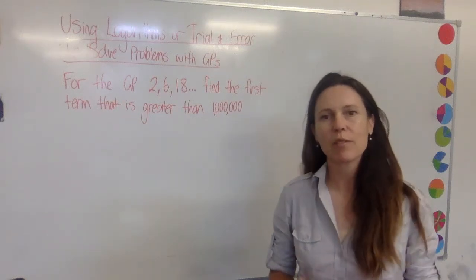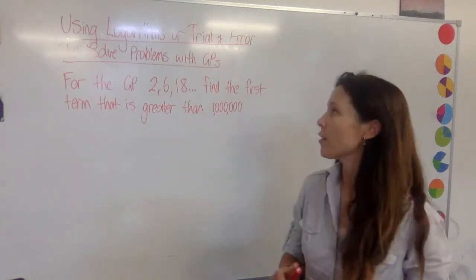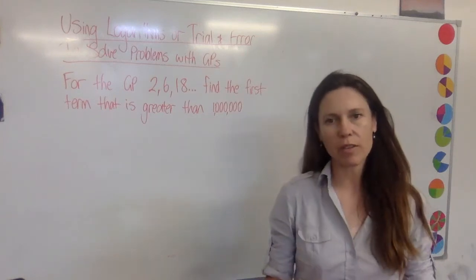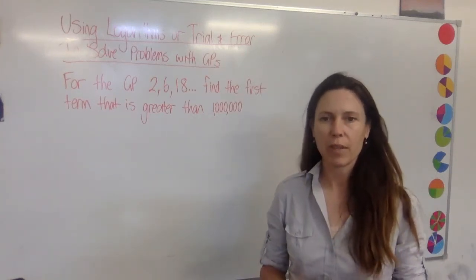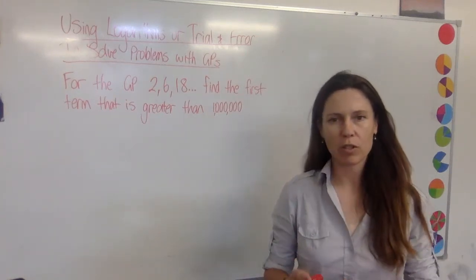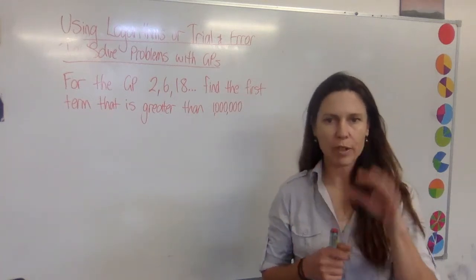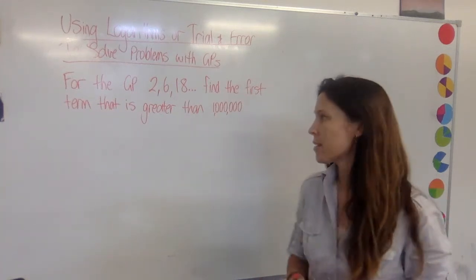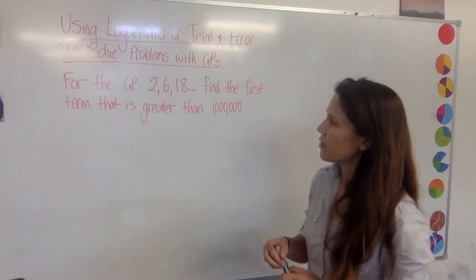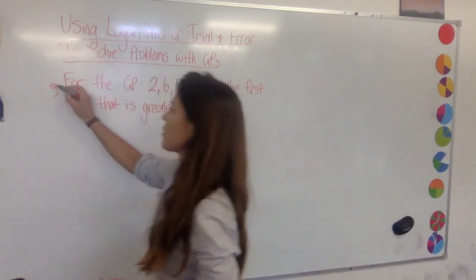Now, there are some types of questions with GPs that require us to either use logarithms or to use trial and error. We're using logarithms because, of course, GPs are all about multiplying by a common ratio, and we end up with indices in our working. So this example question is a good way to show how to solve these.